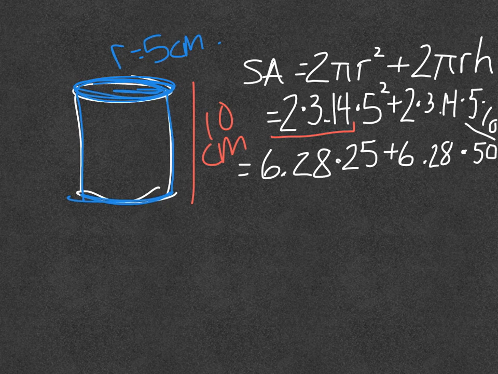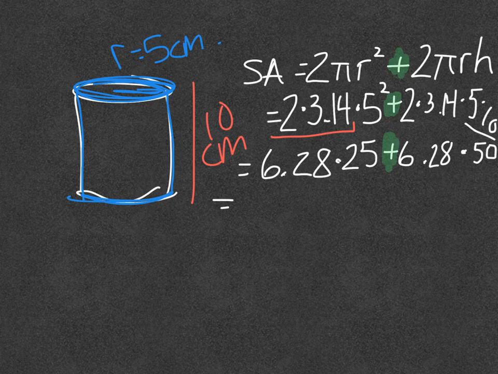Okay, so now I've got 6.28 times 25 plus 6.28 times 50. So please remember that you can't do certain things until you've got everything simplified. Right now we're multiplying on the left side of the adding sign and we're multiplying on the right side of the adding sign. So I'm doing it all at the same time, but as long as it doesn't interfere with that plus sign, we're okay.